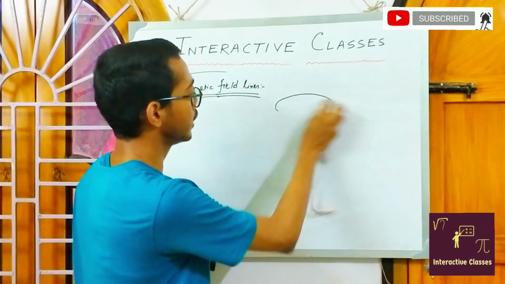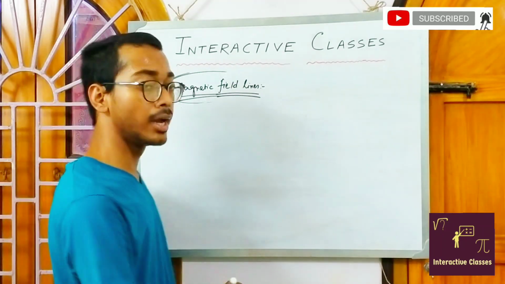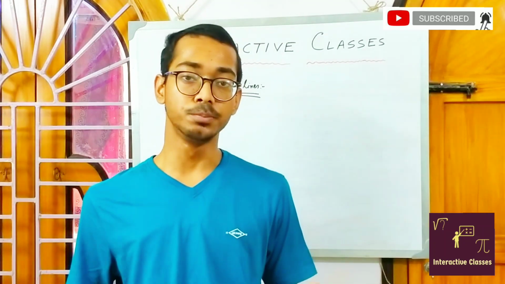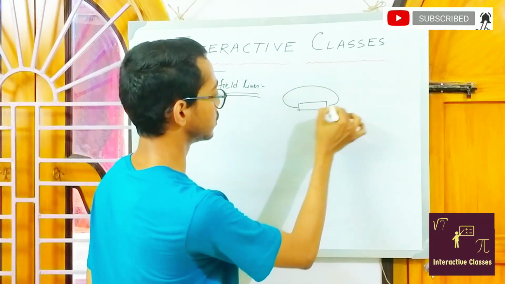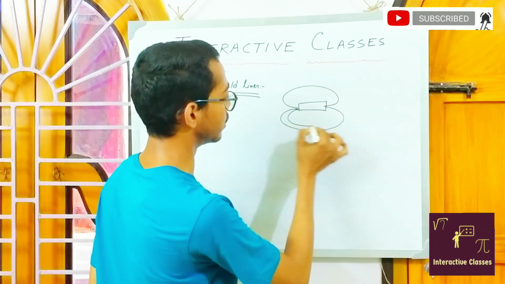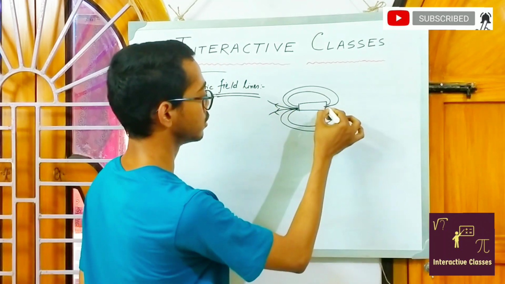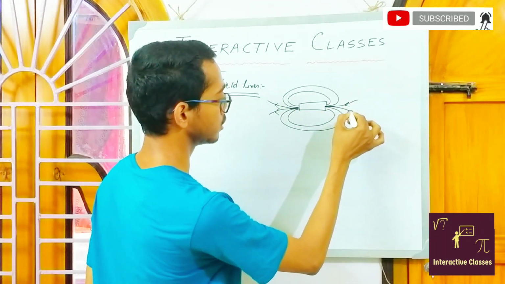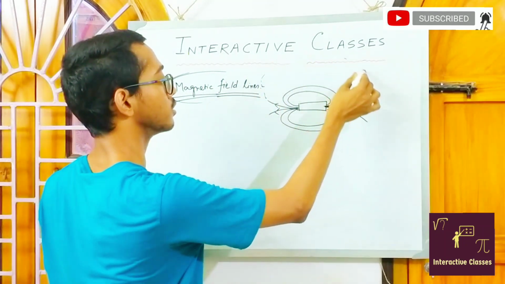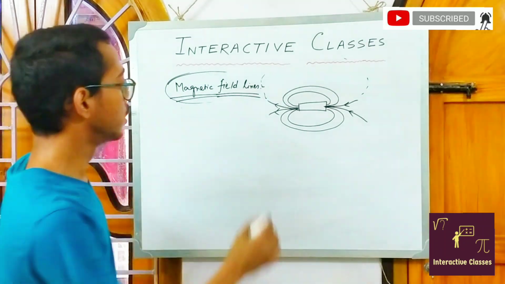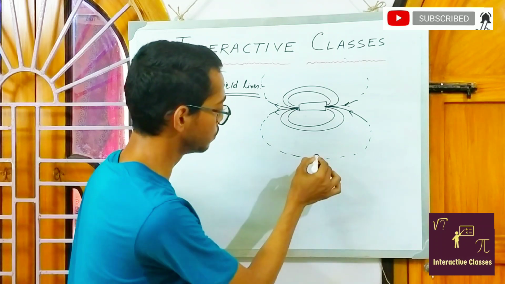The next property is magnetic field lines form closed loops. As we have seen already, magnetic field lines form closed loops like this. That means the loops are never open. For convenience we draw it like this, but this is not the correct one. Actually this is extended. To save time, we don't draw this, but it is extended like this. So I hope this is clear.